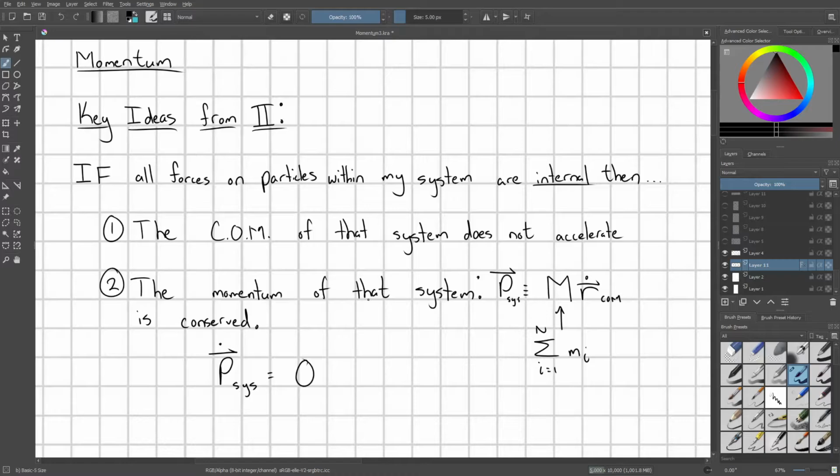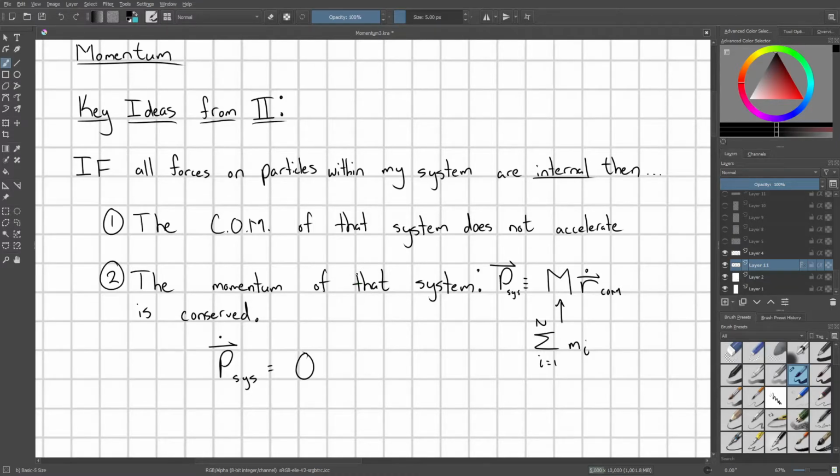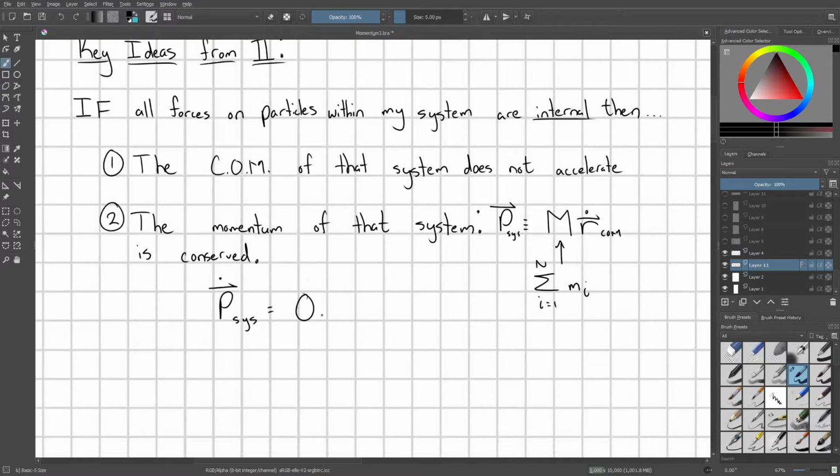And furthermore, we could find that the momentum of that system, where the momentum of the system was defined as the total mass of my system times the velocity of the center of mass, did not change. Okay? And we called that the conservation of linear momentum. So if I took the time derivative of that, of course, that would be equal to 0.